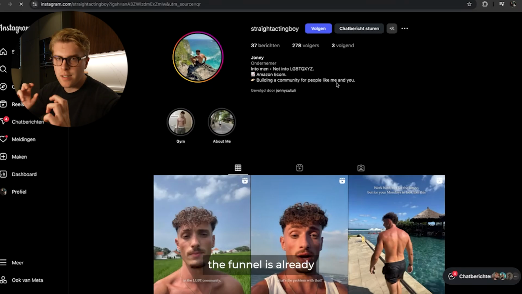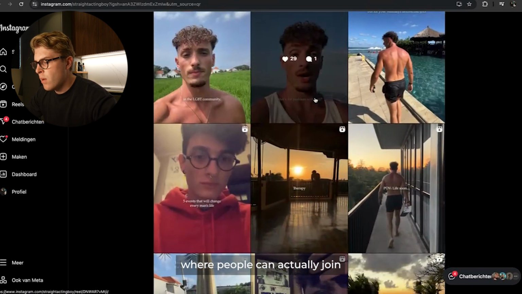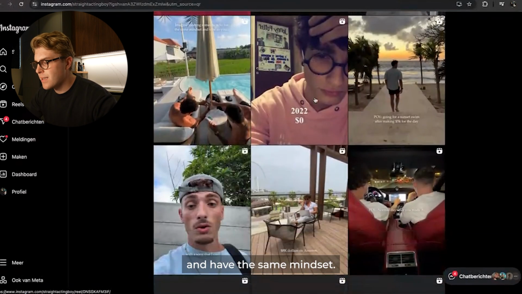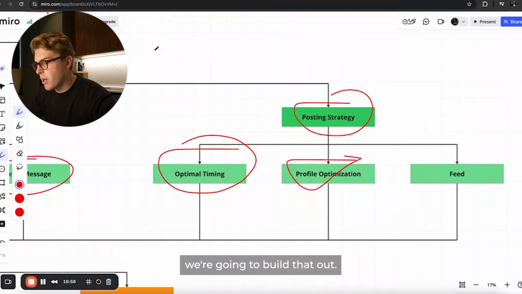And this is where you can see that the funnel is already a little bit happening, right? We're going to build out a great community for Jonny where people can actually join that have the same mindset, that want to learn more about business, traveling, meet each other in person, work out together, whatever the case may be. We're going to build that out.